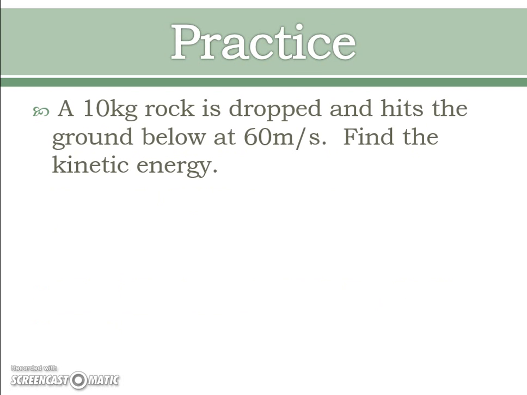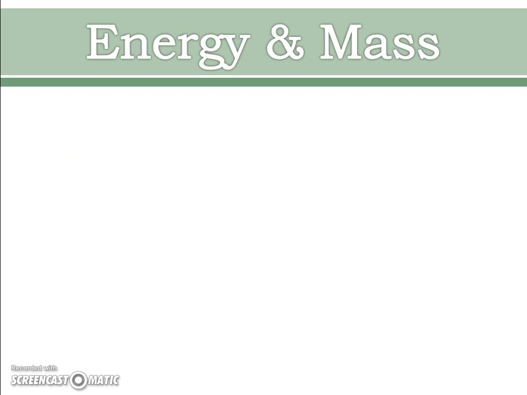So practice problem: if I tell you a 10 kilogram rock is dropped and hits the ground below at 60 meters per second, find me the kinetic energy. So same thing that we did in section 1. We're still looking at KE and PE, but I'm wanting you to be able to solve for it no matter what I ask. Look at what you've been given, kilograms and meters per second or kilograms and meters. That tells you which formula to use.